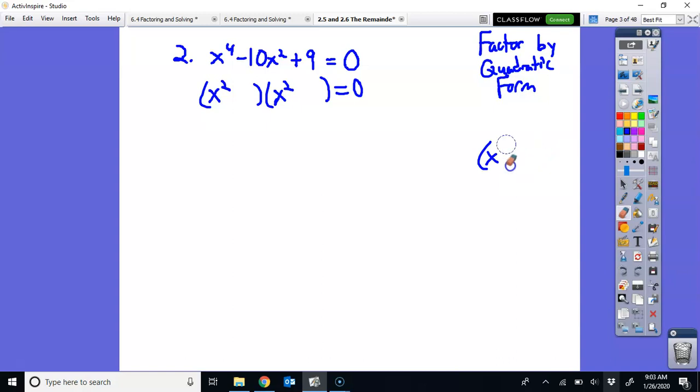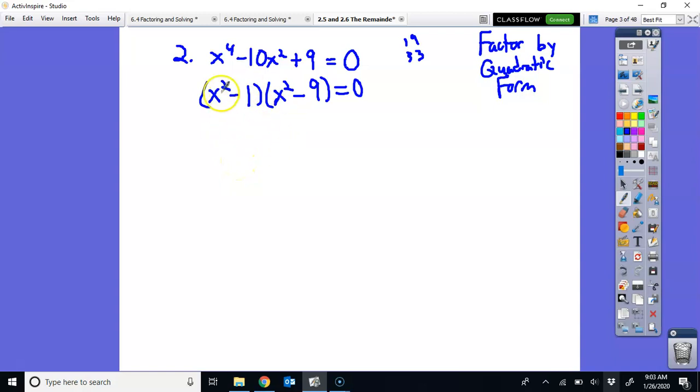So then I look at the rest of this problem very similar to what we've done before. We have a positive 9 here, so that means the signs are going to be the same. Look in the middle, that means they're both going to be negative. Factors of 9 are 1 and 9, or 3 and 3. Which ones of those will give me 10? 1 and 9.